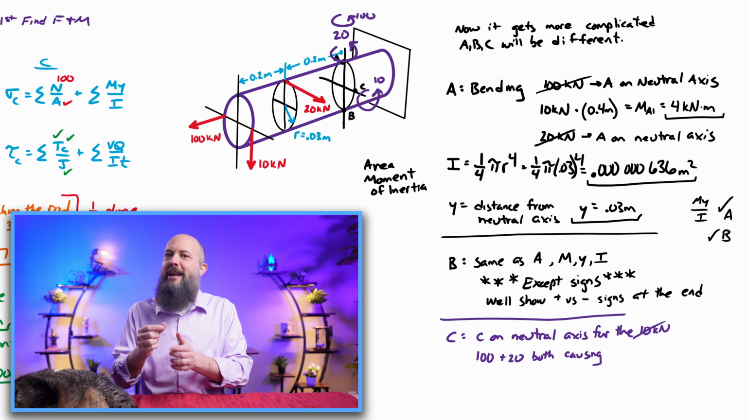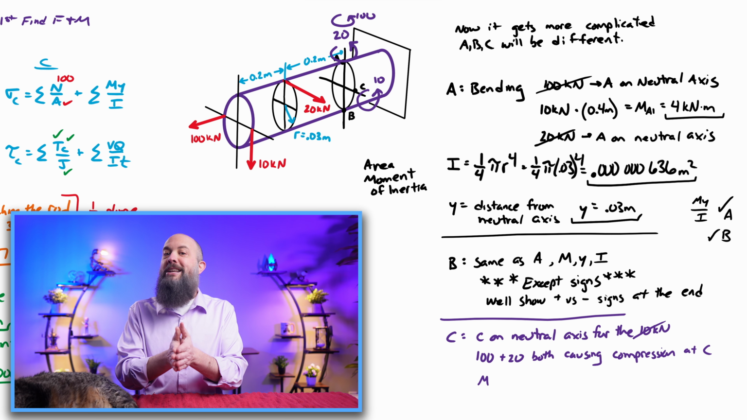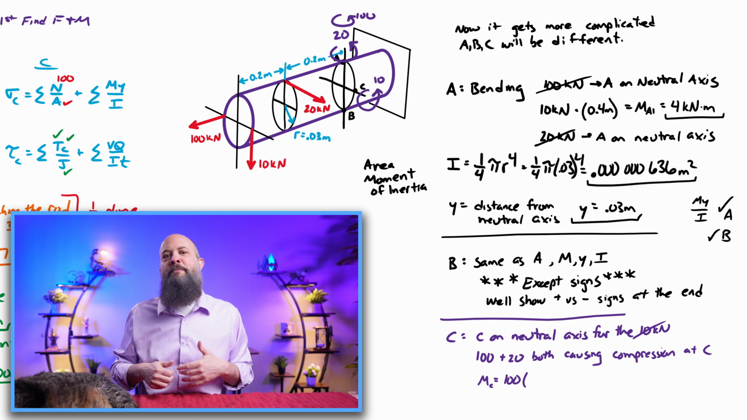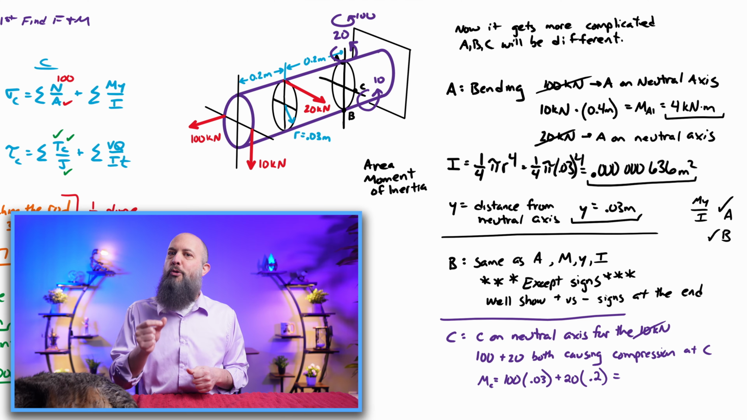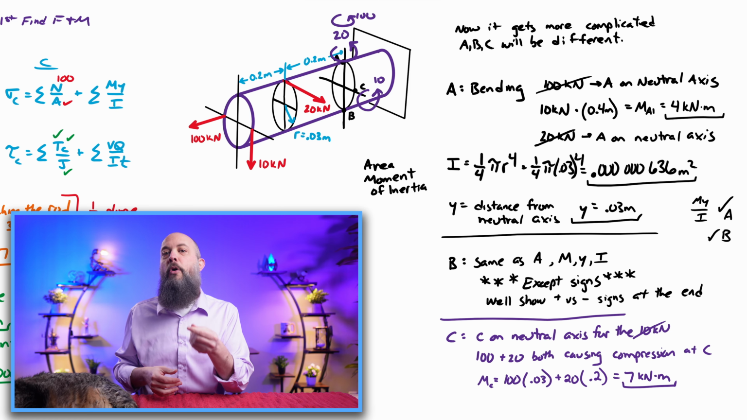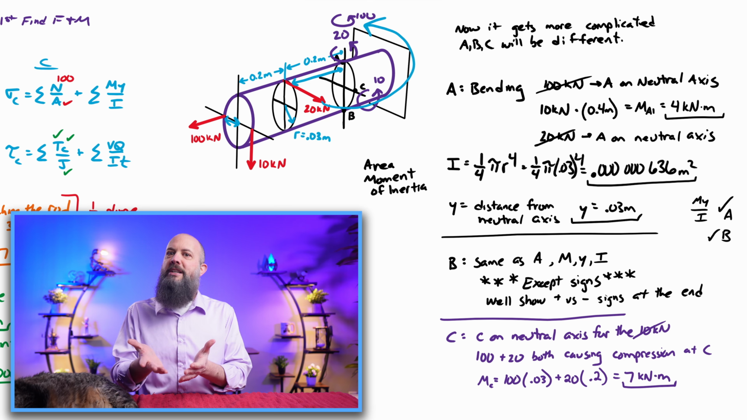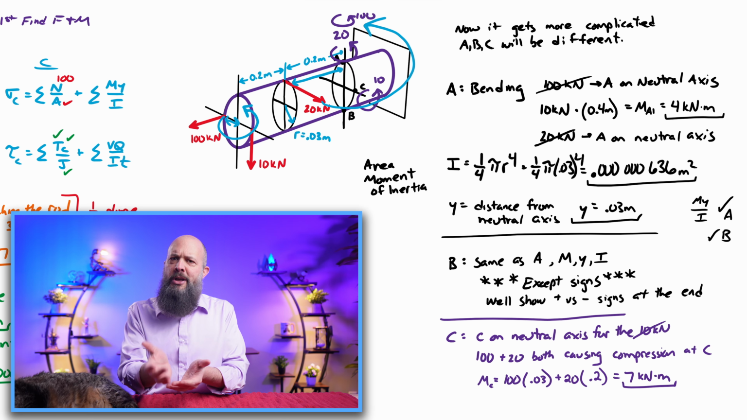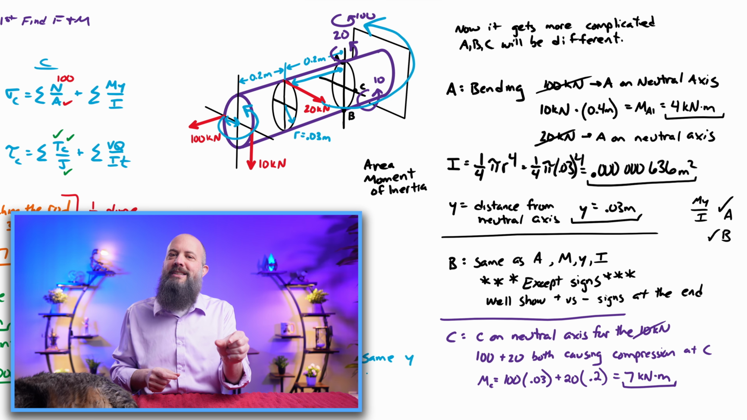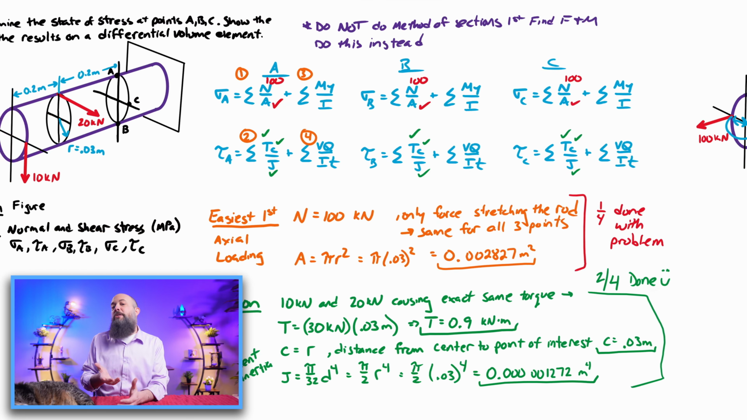So 20 times 0.2 is how much leverage. That 0.2 is perpendicular to the 20 kilonewton force. And then the 100 kilonewtons has a leverage arm of 0.03, just the radius of the circle, right? It's not 0.4 meters. Remember, when calculating a moment or a torque, your force and your distance have to be perpendicular to each other. 0.4 is parallel to the 100 kilonewtons. The perpendicular distance from the 100 is 0.03. Get 7 kilonewton meters for the moment.